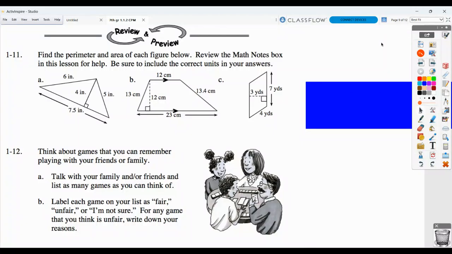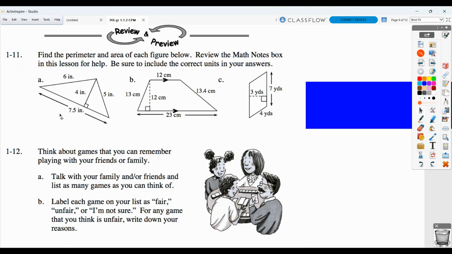This video is to allow you to correct your homework for section 1.1.2, starting with problem 111. They want you to find the perimeter and area of each figure, and they remind you that in your math notes box, which is in your ebook, but also in your toolkit, you can go back to that and it will give you some assistance in case you've forgotten things like the formula for area of a triangle, area of a trapezoid, or area of a parallelogram.